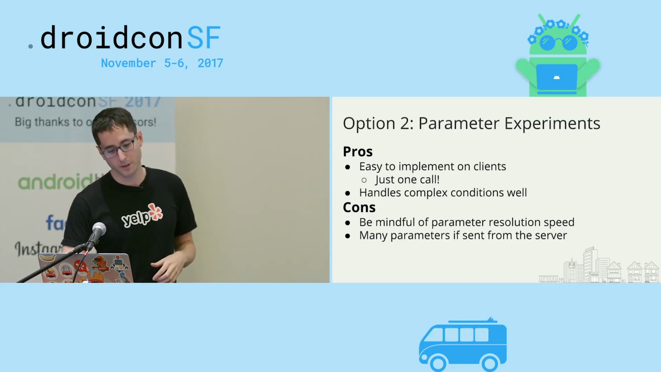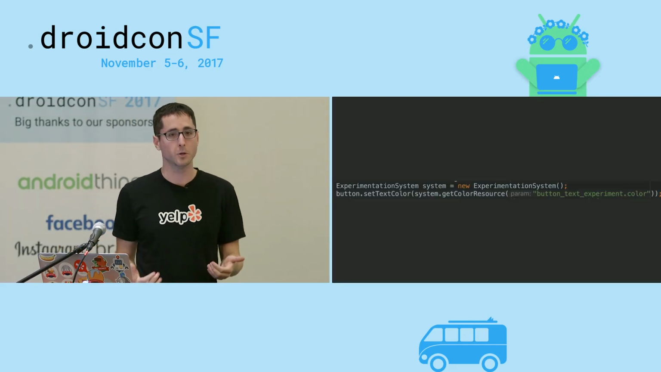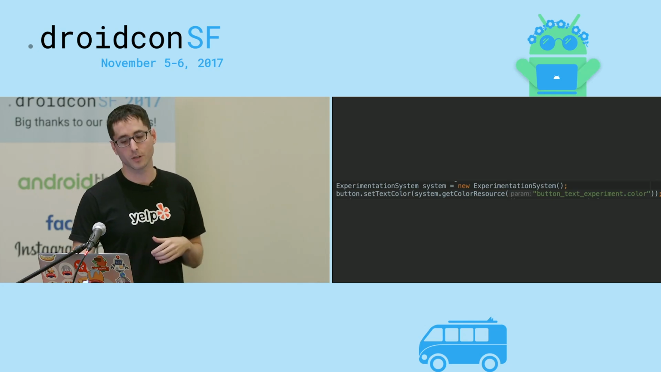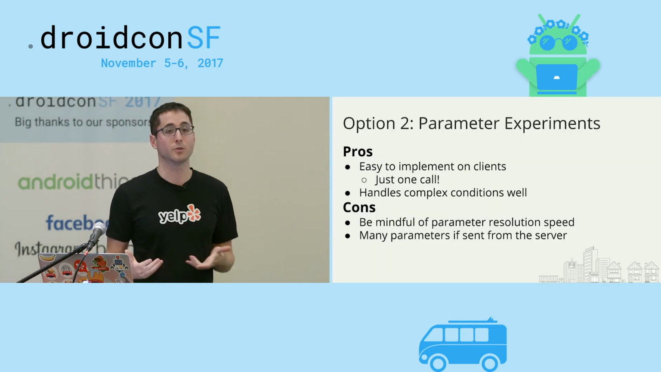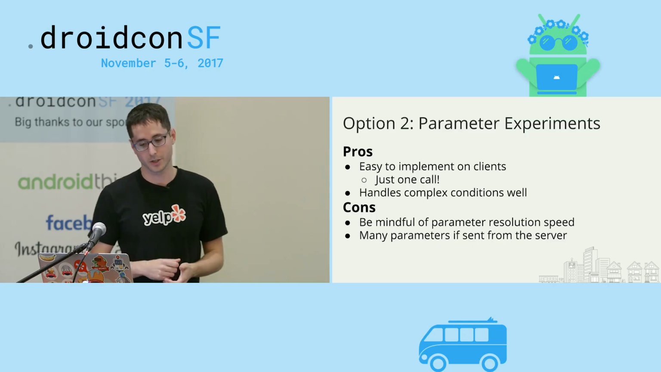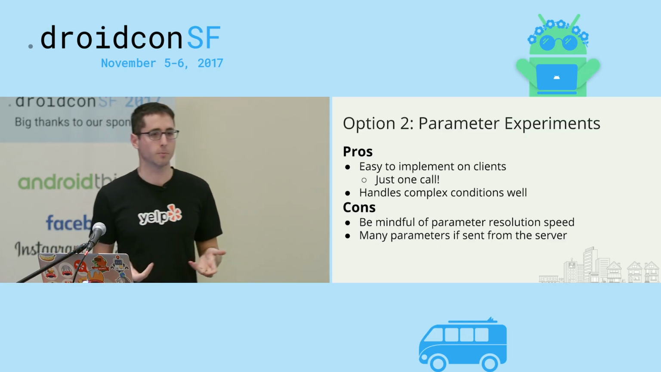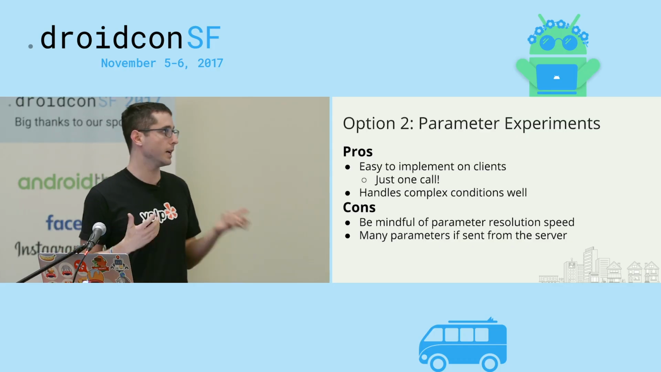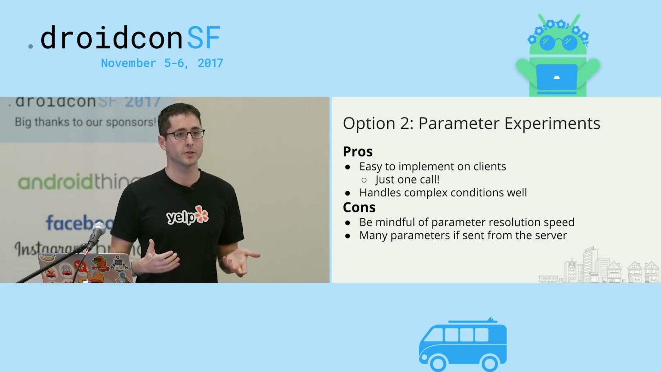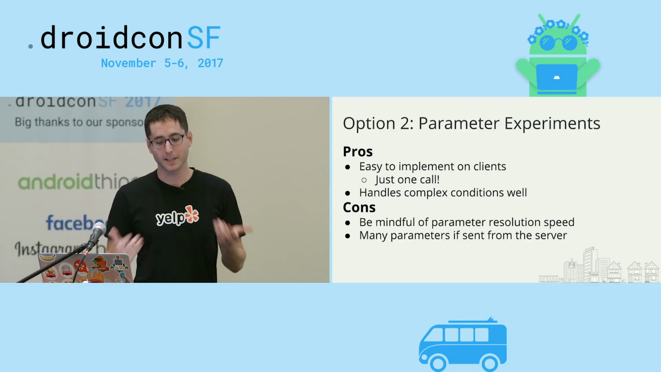So if we go back to the previous slide, if this is something that's happening in, say, when you're inflating a view item and you have a lot of these parameters that you're trying to show, that might become a non-trivial performance penalty that you're paying in order to handle these complex conditions. Also, you can still do this with an approach where you're requesting your parameters from the server, but in that case, you might get a lot of parameters, because if you think about everything you could possibly want to experiment on in your app, that's like a lot of stuff.